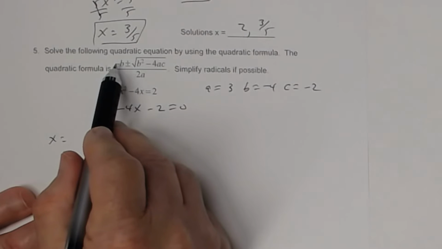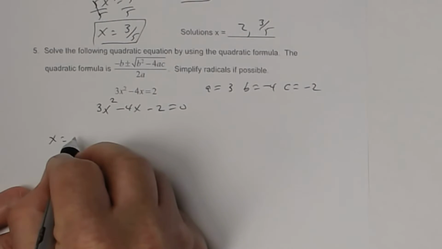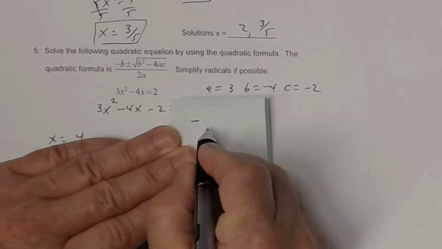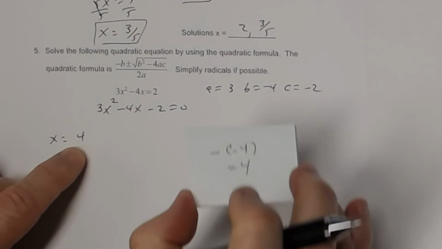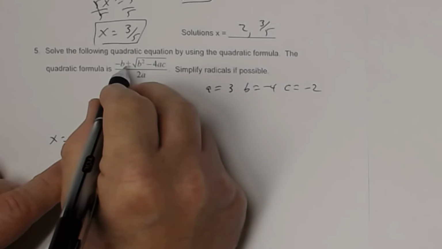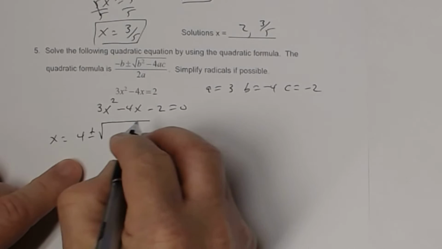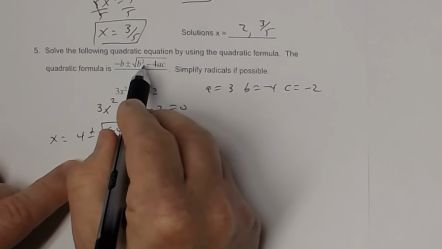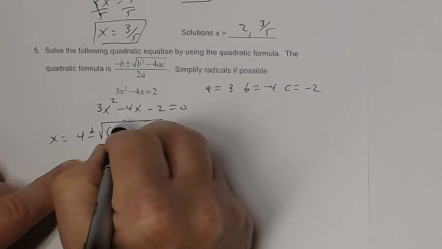So remember, this says the opposite of b. So b is a -4. The opposite of a -4 is a +4, right? That makes sense. So if you look at this, the opposite of a -4 is a +4. So that's what goes here, plus or minus the square root of b, which is -4. Remember, we always talked about the fact you have to put that in parentheses, because b squared should never, ever be negative. So make sure you put that in parentheses.